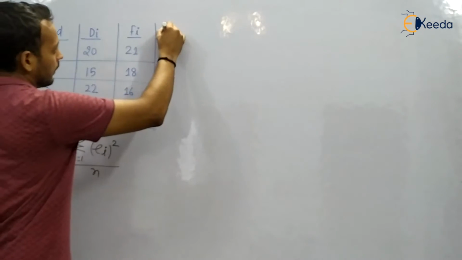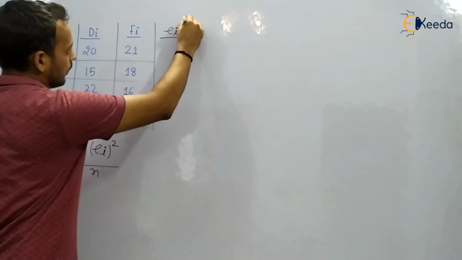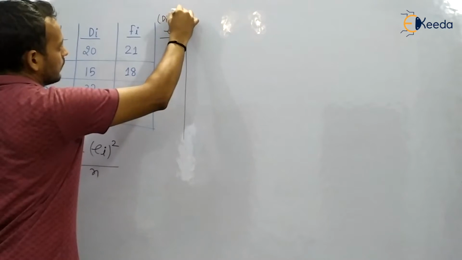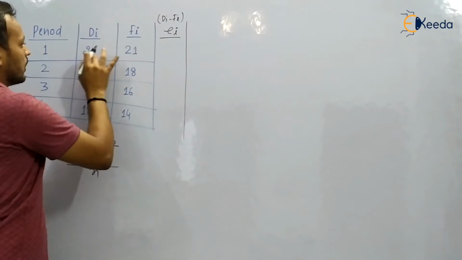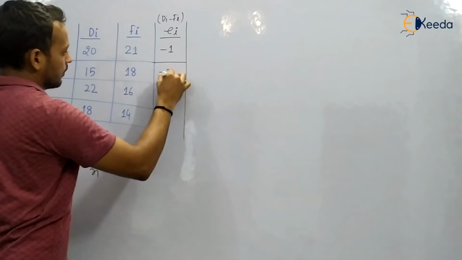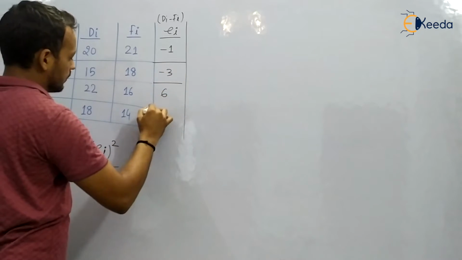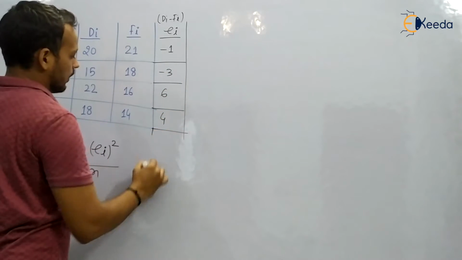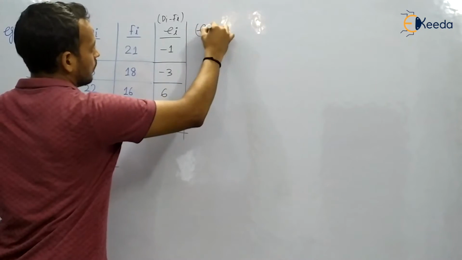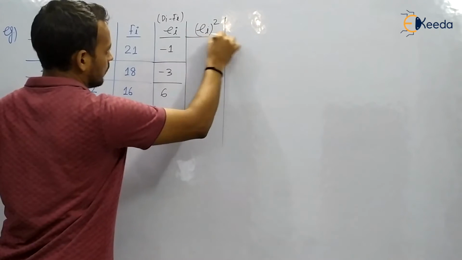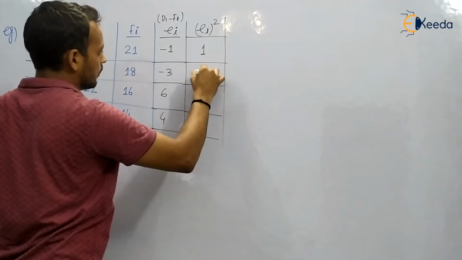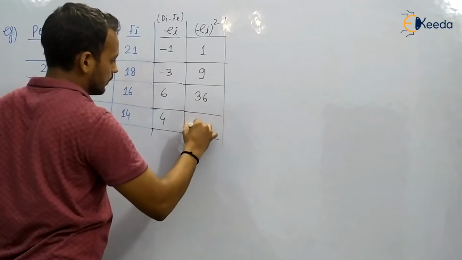So I am going to make another column of ei. ei is basically difference between Di minus Fi. This is basic forecast error. So Di minus Fi, you will get -1. Di minus Fi, you will get -3. Then 6. Then 4. And you have to find the square also. So another column, ei square. So it will be 1, 9, 36 and 16.